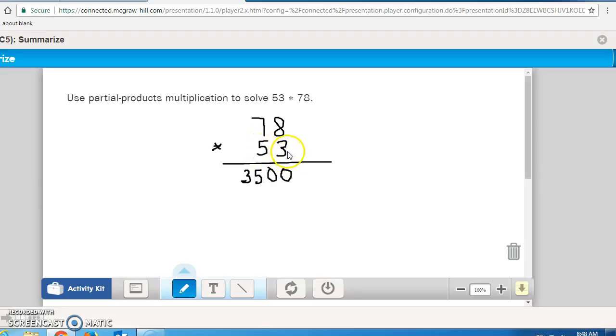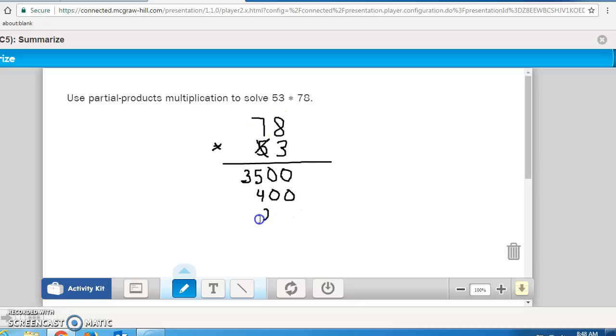Now I'm going to multiply 50 times 8. Well, 5 times 8 is 40. And then I have 1 zero because there would be a 0 behind the 5 for 50. And I'd write that number down. I'm crossing out the 5 because I'm finished with that number for multiplying. Now I go to the 3. I multiply 3 times 70 because this is 78.